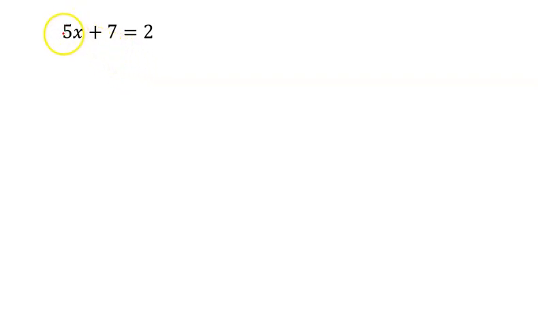To solve this equation, we want to get x by itself. And notice we have a number 5 in front of x, which means 5 times x. And we also have a plus 7 after 5 times x. So we need to get rid of both of these two numbers so we can get x by itself. Now, first we want to get rid of plus 7.